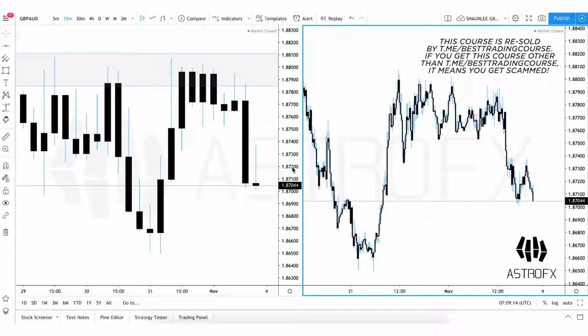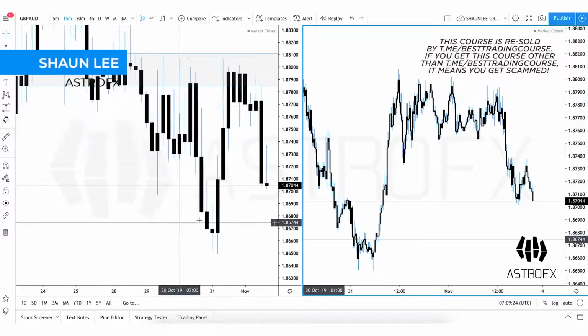Hey guys, on to lesson 14. So this is where it's going to get interesting from now onward. We've done some pretty decent breakdowns on the higher time frames.